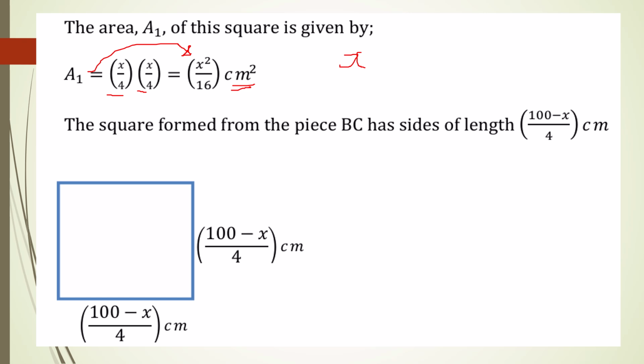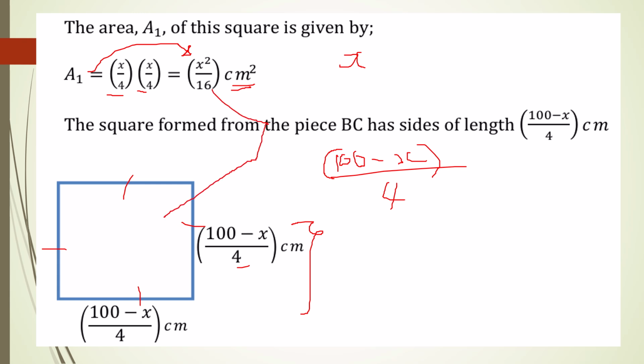So from there, I go to the other square. The other square, remember, is going to be formed by a piece of length 100 minus x centimeters. So since a square has equal sides and there are 4, for me to get the length of each side, I have to get this measurement, and then I divide it by 4. So it means that each side is going to be 100 minus x divided by 4. So I also get the area of this, and after that I add these two areas, and then I equate them to the total area which was given in the question.